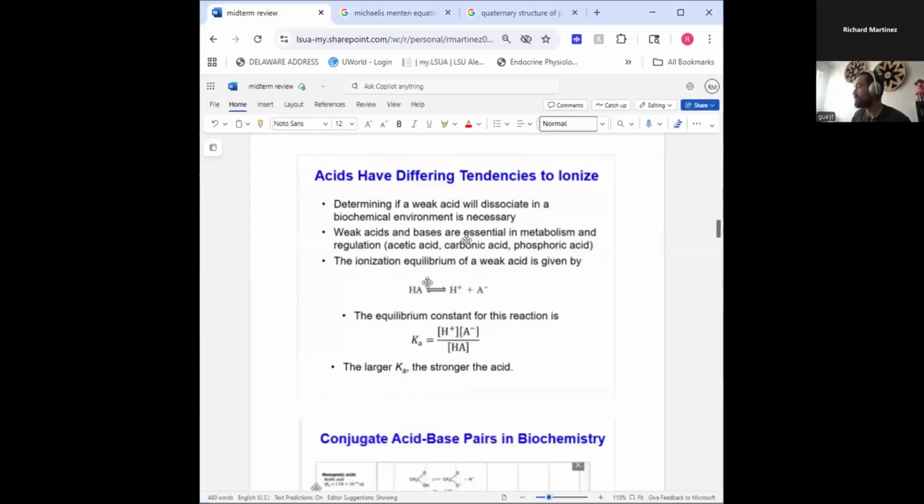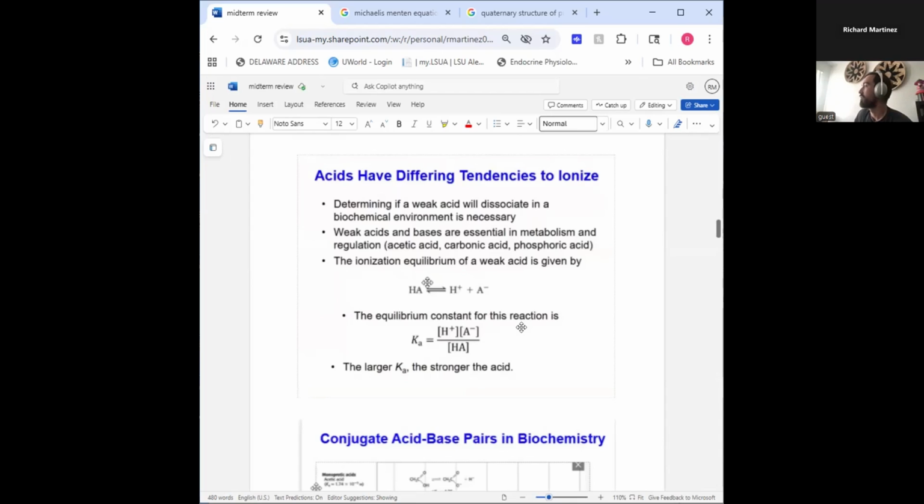So we can think of carbonic acid, H2CO3. It's in our blood. It's our main blood pH buffer. We can see that via the bicarbonate buffer system, right? Phosphoric acid, H3PO4, is involved in phosphorylation and energy storage as well.